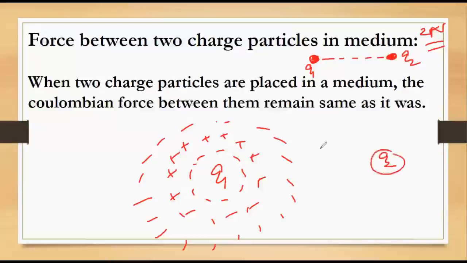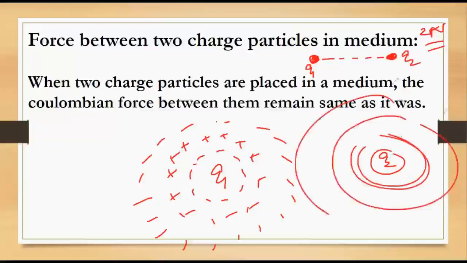Water can be polarized like this. A lot of charge distribution will take place in the space. It will obviously be non-uniform, but it will follow like this only. Say this is Q2, so negative charge will be formed here, then positive charge, then negative charge, and it will go up to infinity.